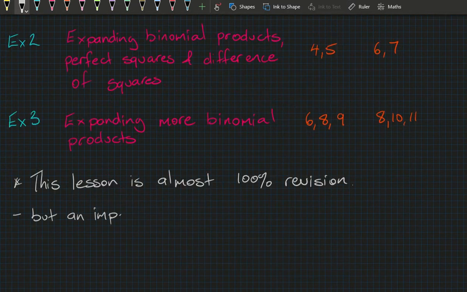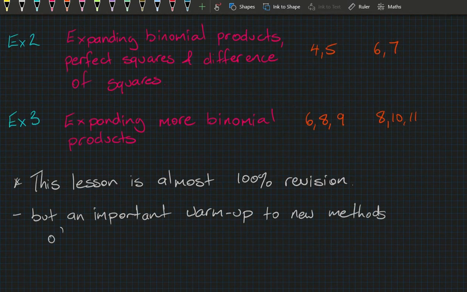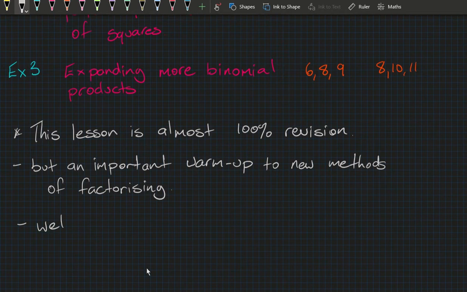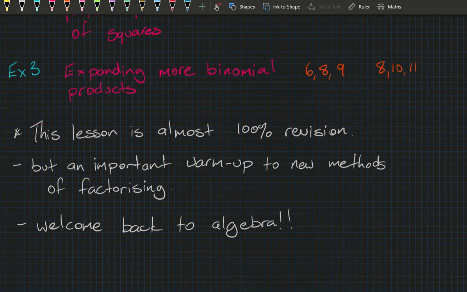But it is a very important warm-up to new methods of factorising. And also, I should say, it's a great welcome back to algebra. So strap yourself in, get ready for the ride, and I'll see you in the introduction.